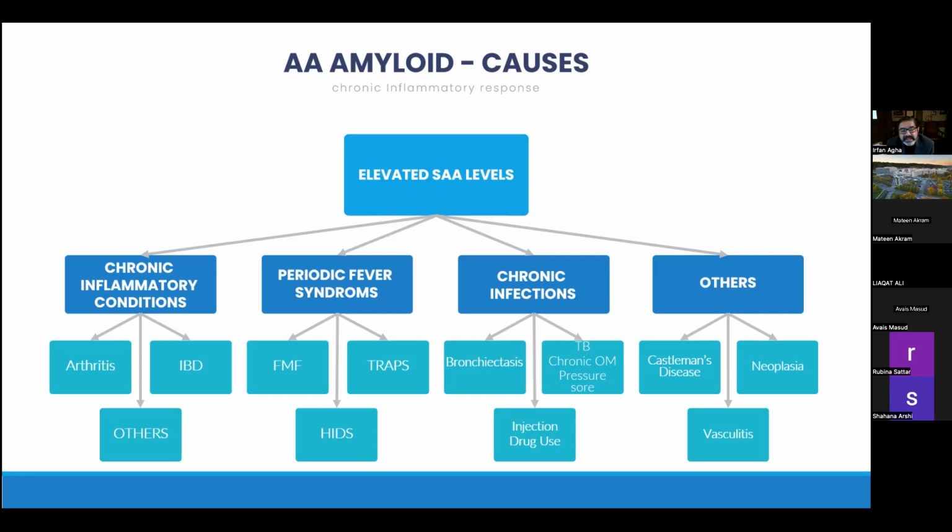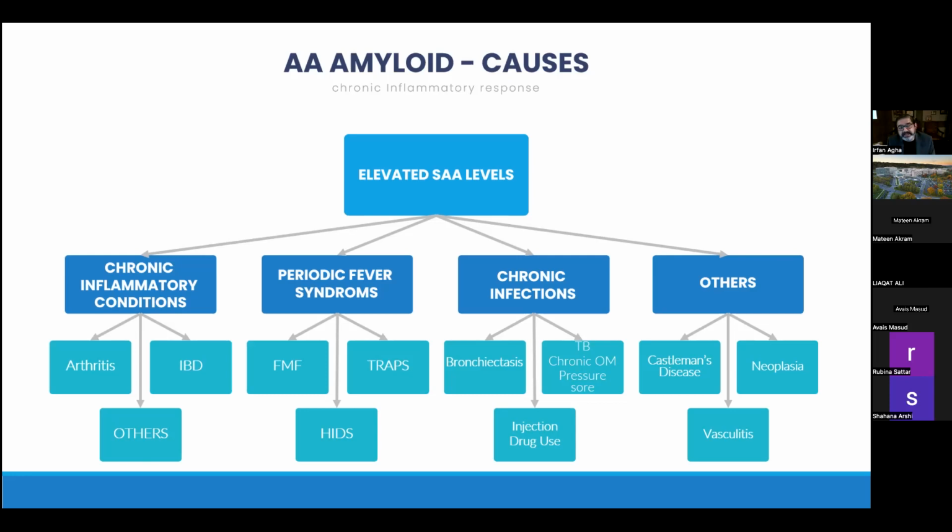So the causes of AA amyloid are all centered around chronic inflammatory response. You've got elevated SAA levels. The conditions that can lead to this are chronic inflammatory conditions like arthritis, inflammatory bowel disease, others like vasculitis, polyarteritis nodosa, etc. Periodic fever syndromes like familial Mediterranean fever, TRAPS, which is TNF-alpha related periodic syndrome, HIDS, hyperimmunoglobulin D syndrome, and then chronic infections like bronchiectasis, a common one, TB, chronic osteomyelitis, pressure sores, injection drug users, skin poppers.